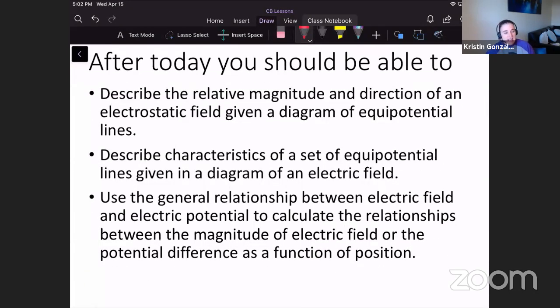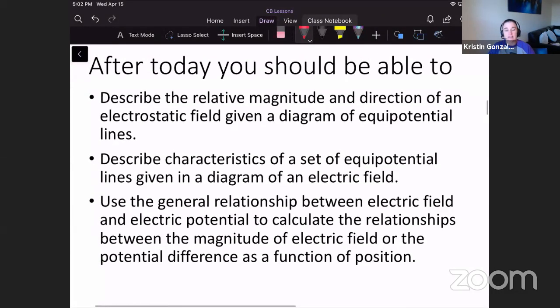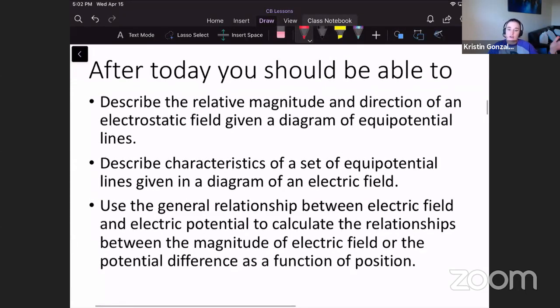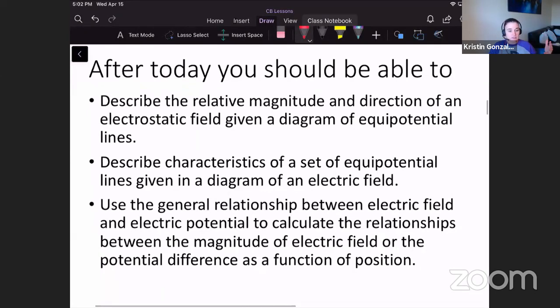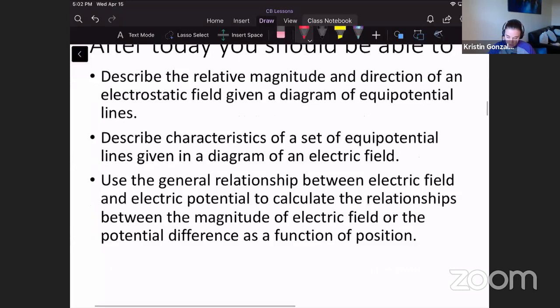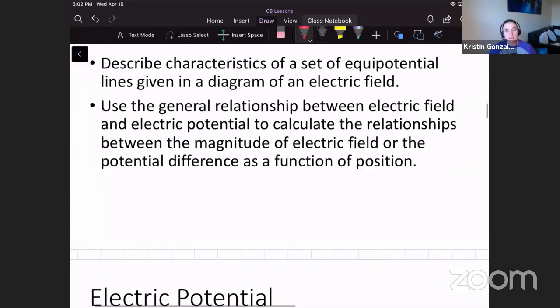Our objectives today are to be able to describe the relative magnitude and direction of an electrostatic field given a diagram of equipotential lines. We want to be able to describe characteristics of a set of equipotential lines given a diagram of an electric field, right? So we need to be able to translate between one and the other. If you're given the electric field, can you create or describe the equipotential or the potential lines, and vice versa? And then lastly, use the general relationship between electric field and electric potential to calculate the relationships between the magnitude of the electric field or the potential difference as a function of position.